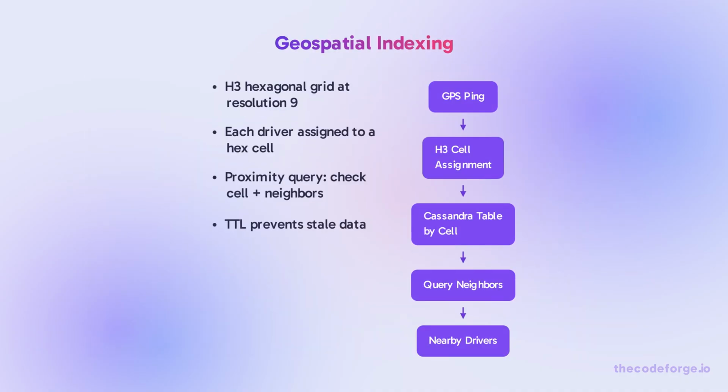Uber uses H3, a hexagonal hierarchical grid. Each driver's location is assigned an H3 cell at resolution 9. The matching service queries the same cell and adjacent cells to find nearby drivers. TTL ensures old pings are eventually removed.